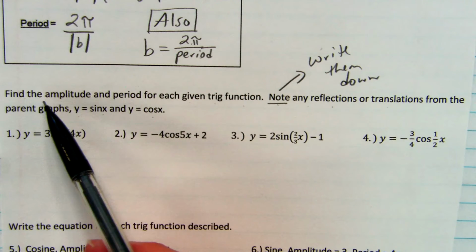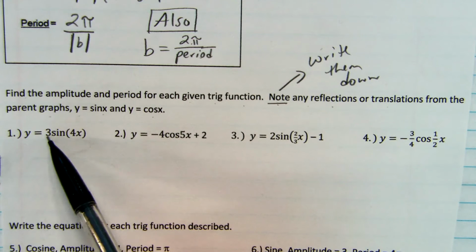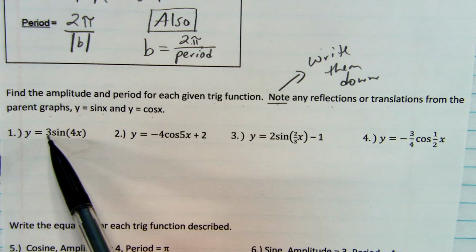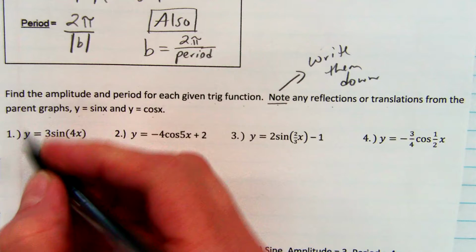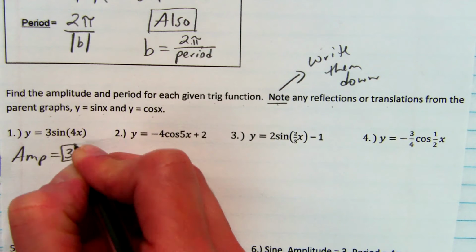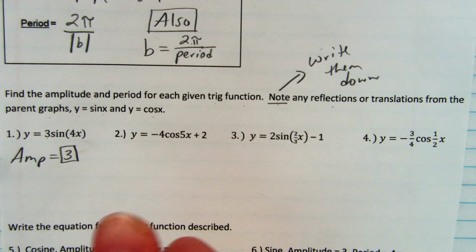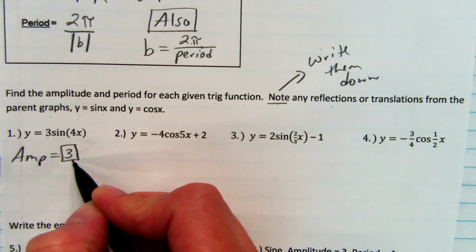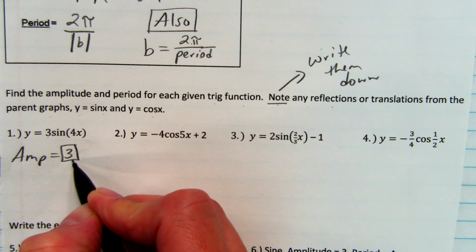Okay, find the amplitude. So we're going to start with the amplitude. If I have a 3 out here, without graphing it, what's the amplitude going to be? 3. So I'm just going to put amp for abbreviation equals 3. The absolute value of 3 is 3. I don't have to do anything else with it. You better be writing this down.